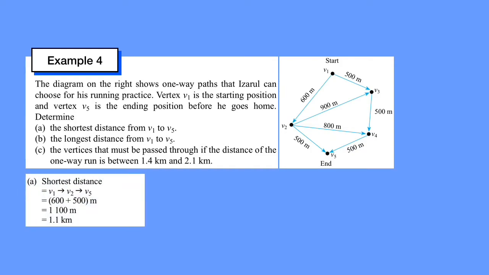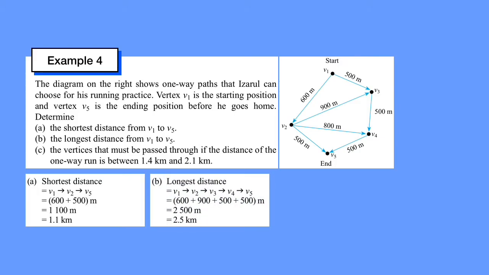So from the diagram, the shortest distance is from V1 to V2 to V5. Don't forget to calculate the total distance and also show the route. For the longest distance, just see which path adds up to the biggest value. Therefore, the biggest value is from route V1 to V2 to V3 to V4 to V5. And the total distance, which is 2.5 kilometers, is the longest distance.